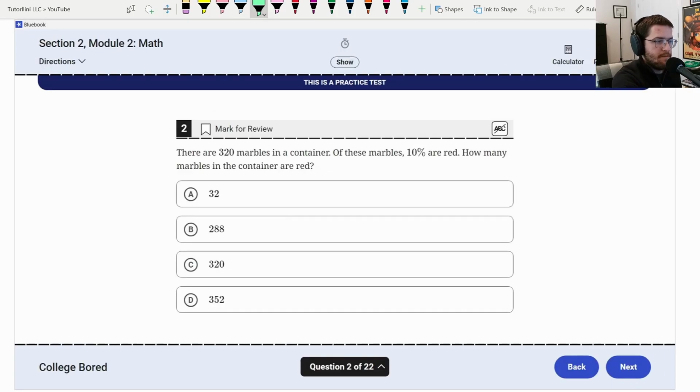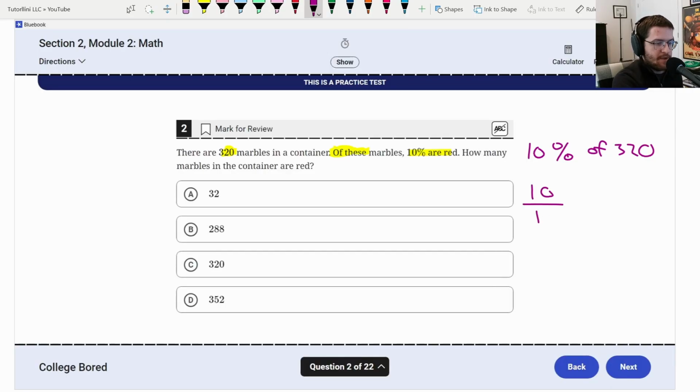Okay, question 2. So this is essentially just asking us, see how it says 10% of these marbles are red, and there's 320 marbles. So this is essentially just asking us 10% of 320. You can do that on Desmos very easily. However, you need to know how to do it by hand as well for later questions. So I'm going to do it by hand.